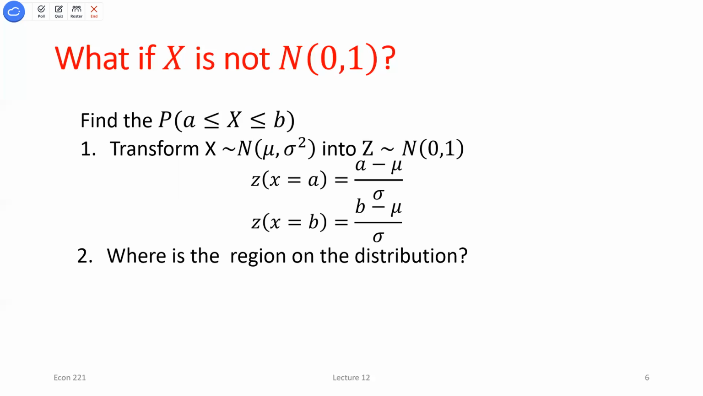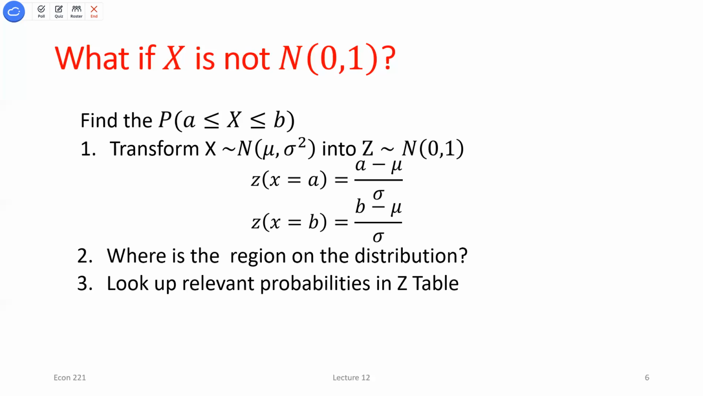Now, I wanted the probability of being in between both of these Z values. So I can use that standard normal table to look up the relevant probabilities that I'm going to need. So I think I went through this with the idea of a cumulative density function. If I'm trying to find the probability that I'm in between these two Z values, how could I use that table to do that?